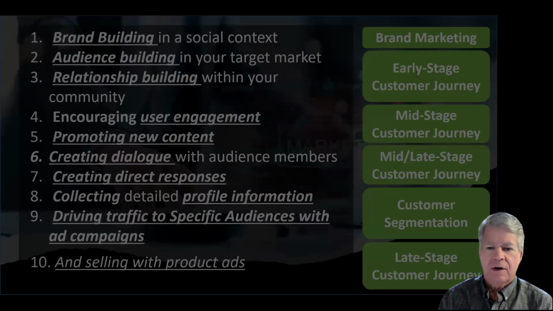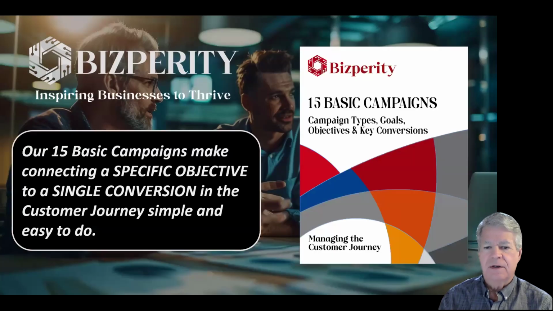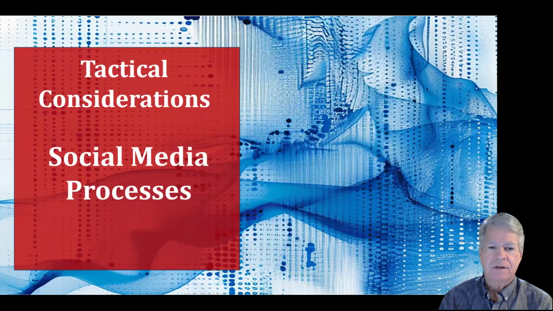While these are secondary objectives that you achieve in many different campaigns, the key to creating successful campaigns lies in designing content to achieve a specific objective connected to a single conversion in the customer journey. Our 15 basic campaigns make connecting a specific objective to a single conversion in the customer journey simple and easy to do. We'll show you how that works at the end of this micro course in tactical considerations and our video designing campaigns. This completes our micro course, Social Media Processes.